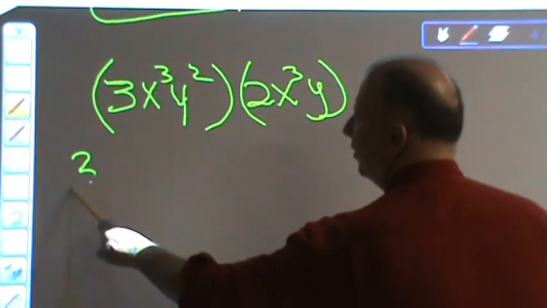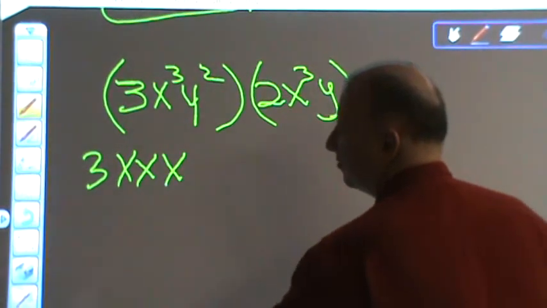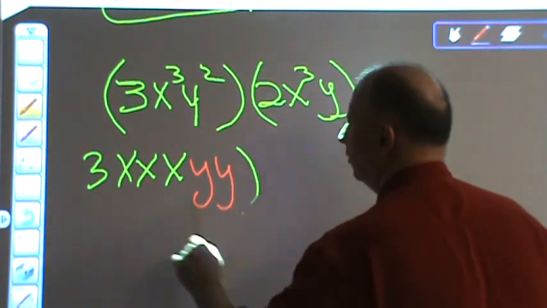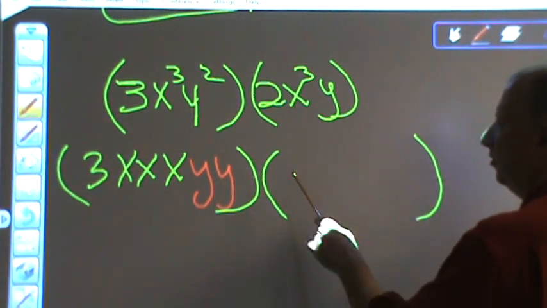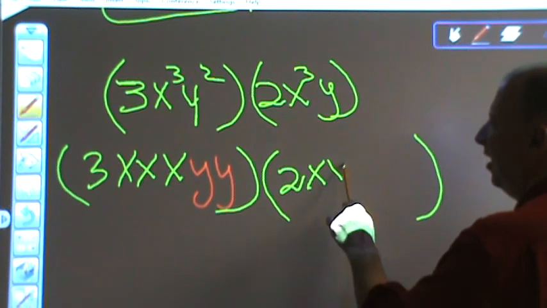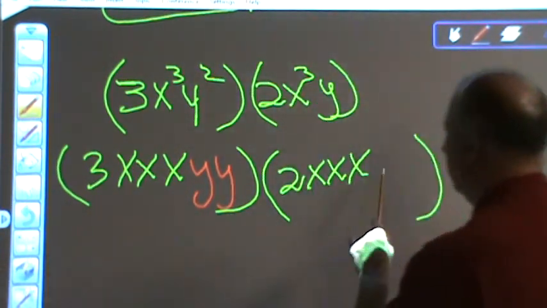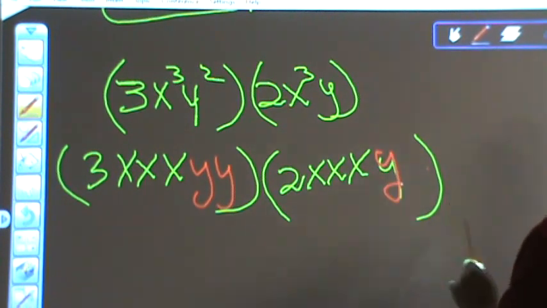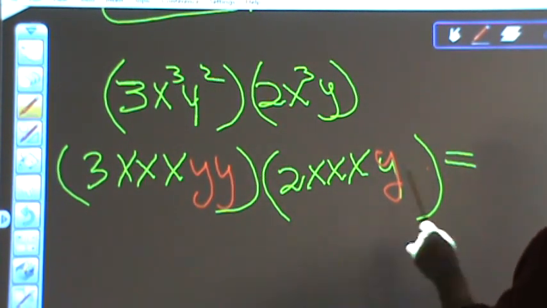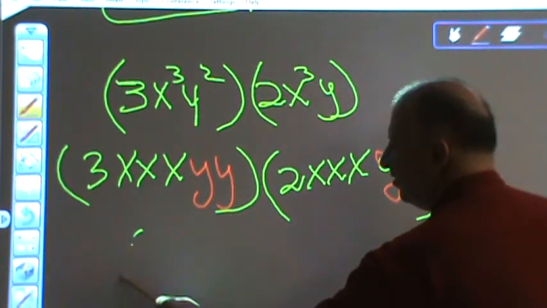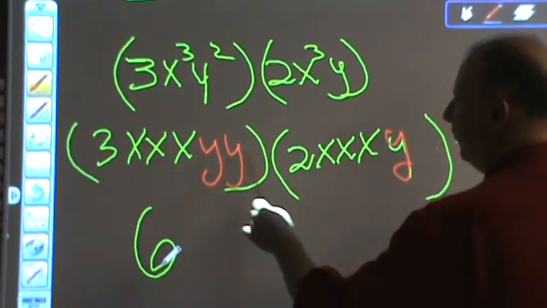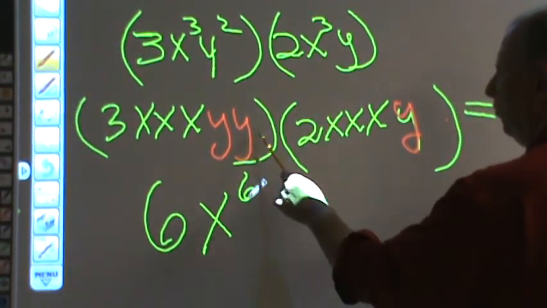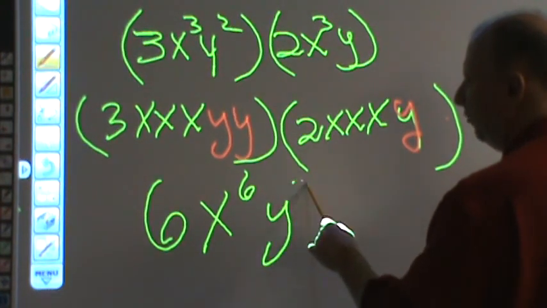This happens to be 3 times x, x, x, y, y, times 2, x, x, x, y. Let's look what I'm left with. 3 times 2 is 6. 1, 2, 3, 4, 5, 6 x's. X to the 6th power. Y, y, y. Y to the 3rd power.